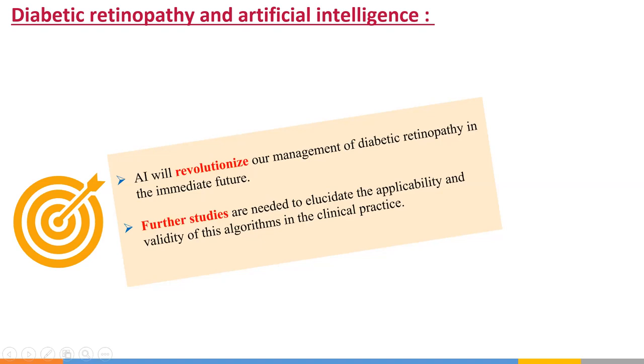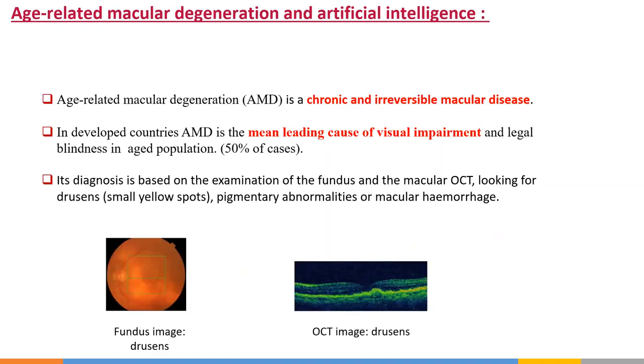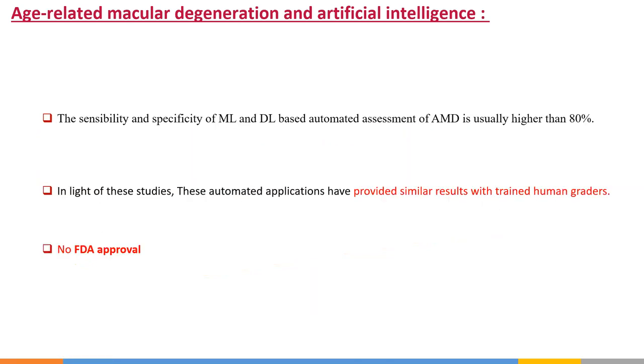The second pathology is macular degeneration. It's a chronic and irreversible macular disease. In developed countries, this pathology is the main leading cause of visual impairment and legal blindness in aged populations. Its diagnosis is based on the examination of the fundus, macular density, looking for drusen. You can see here small yellow spots, pigmentary abnormalities, or macular hemorrhage. The sensitivity and specificity of machine learning and deep learning automated assessment of this pathology is usually higher than 80%. In light of these studies, these automated applications have provided similar results to trained human graders, but still now there is no FDA approval.